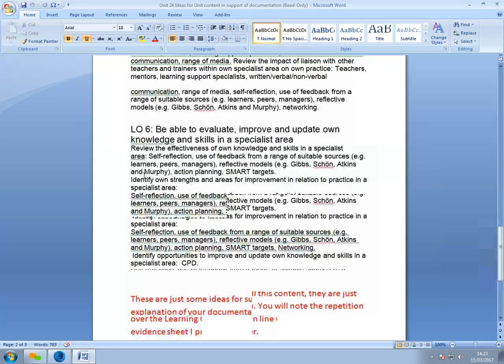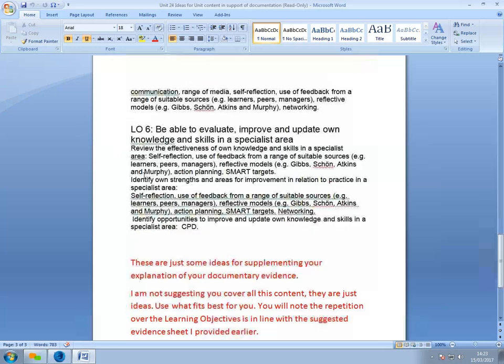Learning objective 6, be able to evaluate, improve and update your own knowledge and skills. Review the effectiveness of knowledge and skills. Self-reflection, use of feedback. Again, it mentions Gibbs, Schön, Atkins. Identify your own strengths and weaknesses. This is why we did the SWOT. It's to look at where you're up to, where you think you are, teaching in the area that you're teaching. Use of feedback from a range of sources. Identify ways to improve and update your knowledge and skills in a specialist area, CPD.